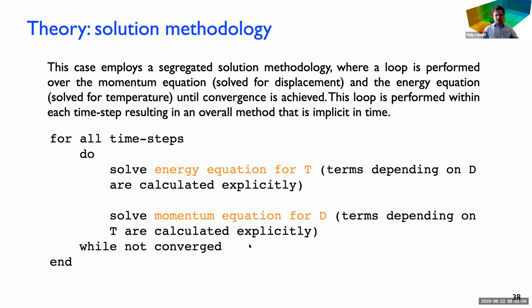The solution methodology in the solver that we're going to use, this is within the solid model that we're going to choose for this case. For each time step, it's going to do a loop. It'll solve the energy equation for T, holding any D terms constant. Then it'll solve the D equation holding T terms constant, and then it'll iterate between them. You could implement a coupled version of these as well, but typically that's not needed in these cases.